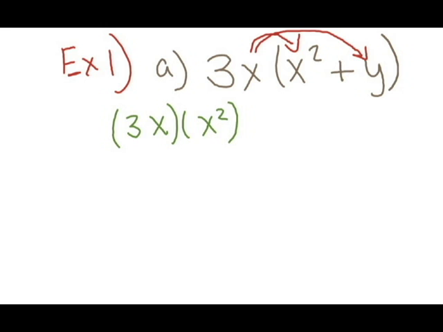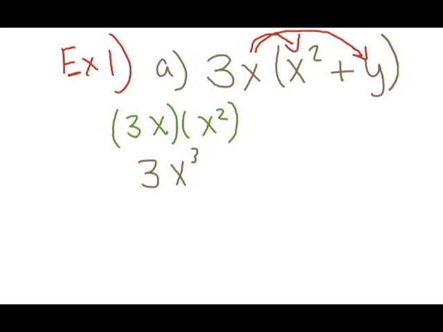Multiply the numbers first. 3 times an invisible 1 is 3. X times x squared. Remember, we're multiplying with variables. If your variables match, you add your exponents. So you have x and x squared. The x has one exponent, the x squared has 2. So you add that. 1 plus 2 is 3. So it'll be x to the third.